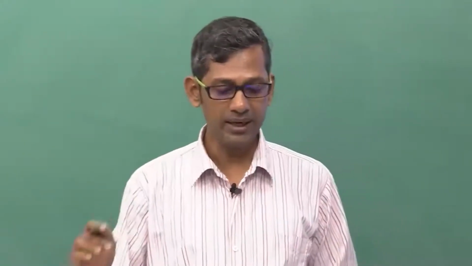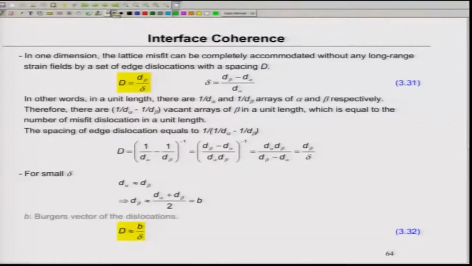In other words, in unit length there are 1 by d alpha and 1 by d beta arrays of alpha and beta planes respectively. So, there are 1 by d alpha minus 1 by d beta vacant arrays of beta planes in the unit length, which is equal to the number of misfit dislocations. Well, what does it say? See, d is nothing but what? If you put down d, you can clearly see d is 1 by (1 by d alpha minus 1 by d beta). Now, if I do the mathematics properly, I do get d beta by delta.